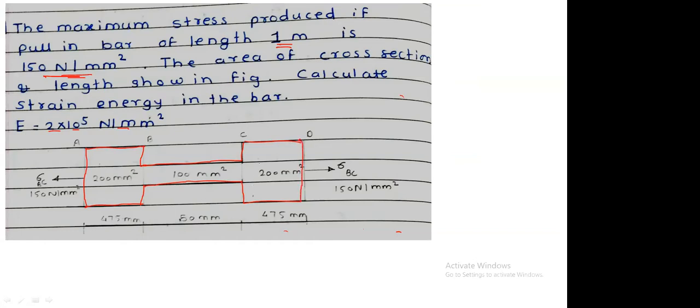This is the figure in front of you. Okay, so this is A. This is the AB section. Then this is BC and this is CD. That means this is section number 1, this is section number 2, and this is section number 3.